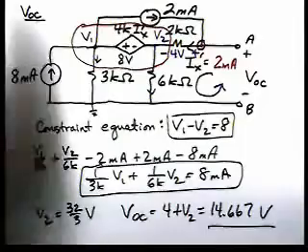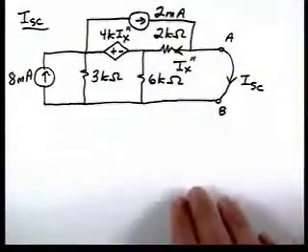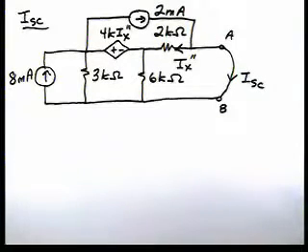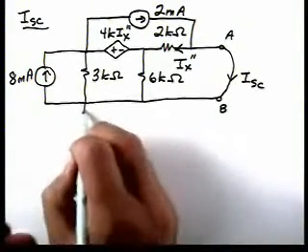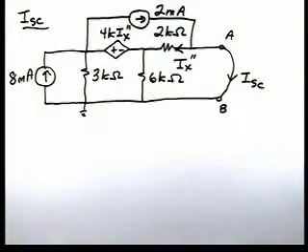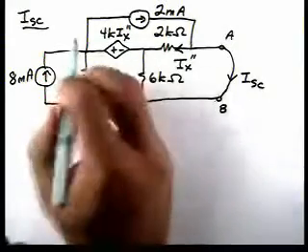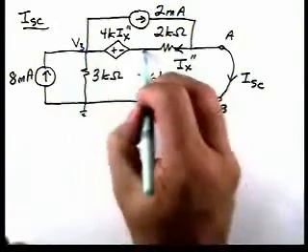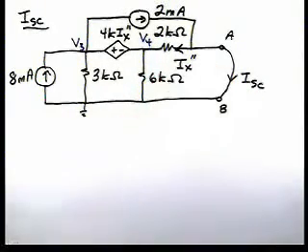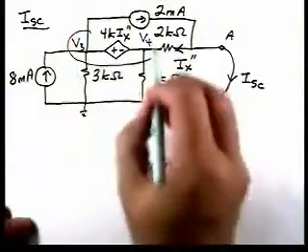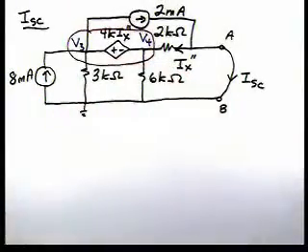calculate the short circuit current. Here is the circuit for calculating our short circuit. And again, I'm going to use nodal analysis. We'll pick this one as a reference. I'm going to call this node voltage V3. I'm going to call this one V4. Again, we have a supernode. So we'll have a constraint equation.